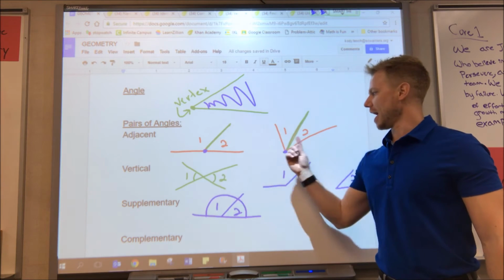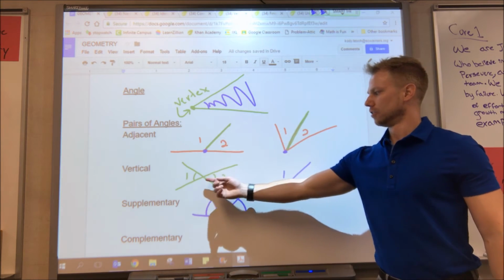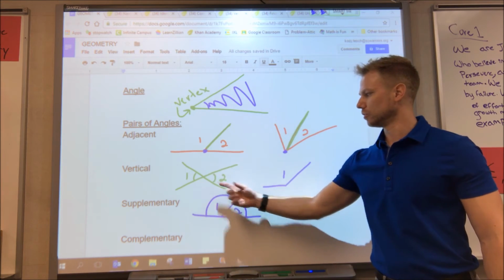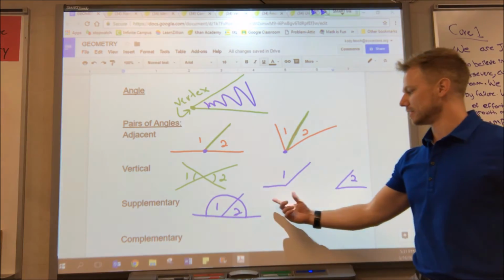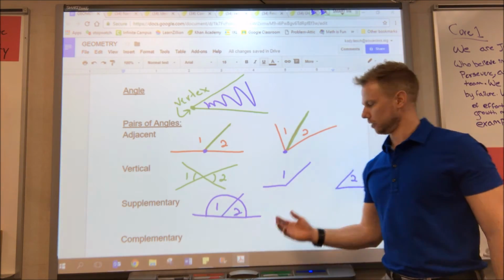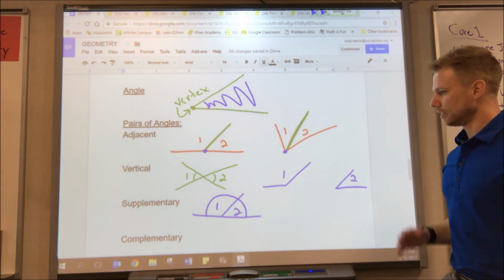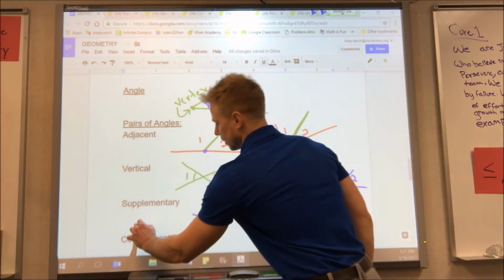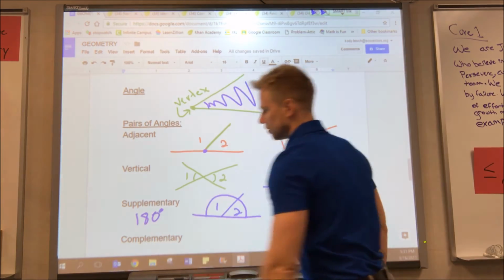Where adjacent, they have to be right next to each other. Vertical has to be across from each other. Supplementary does not have to be right next to each other. They could be completely separate. The only thing is they have to add up to 180 degrees.